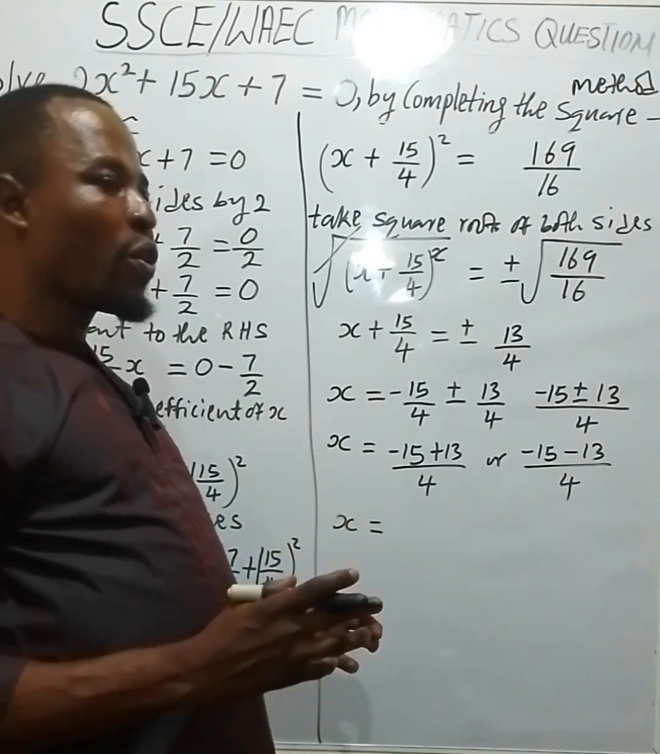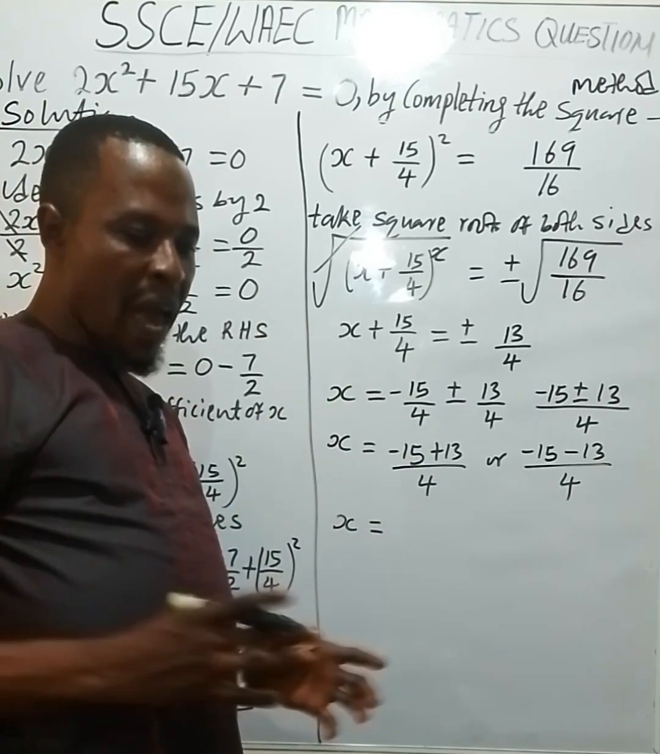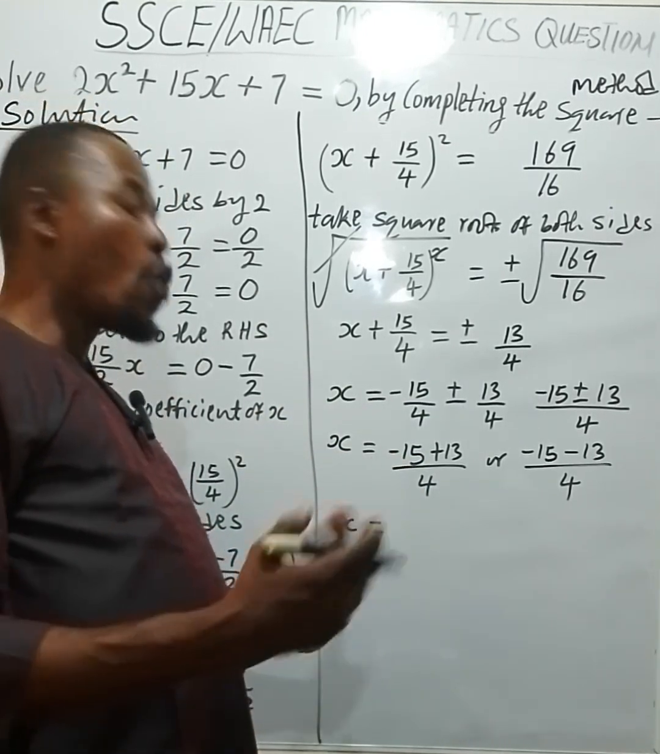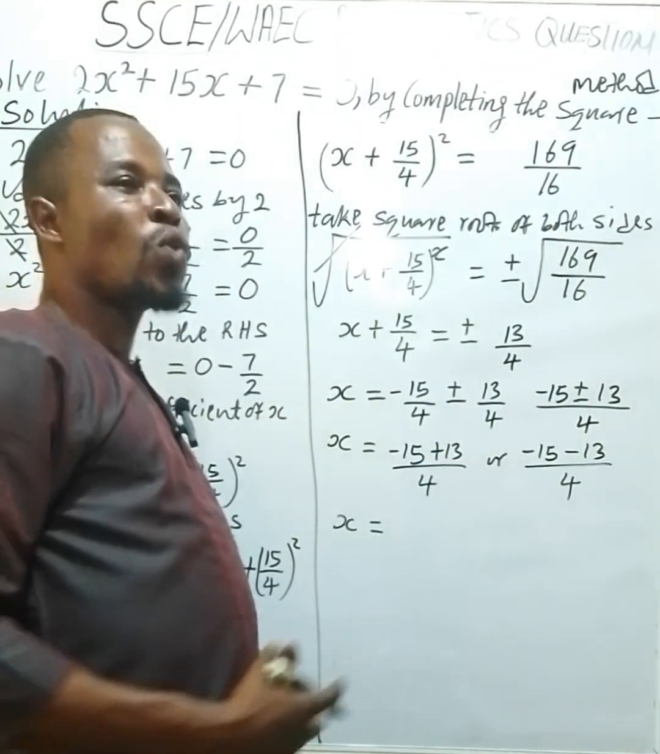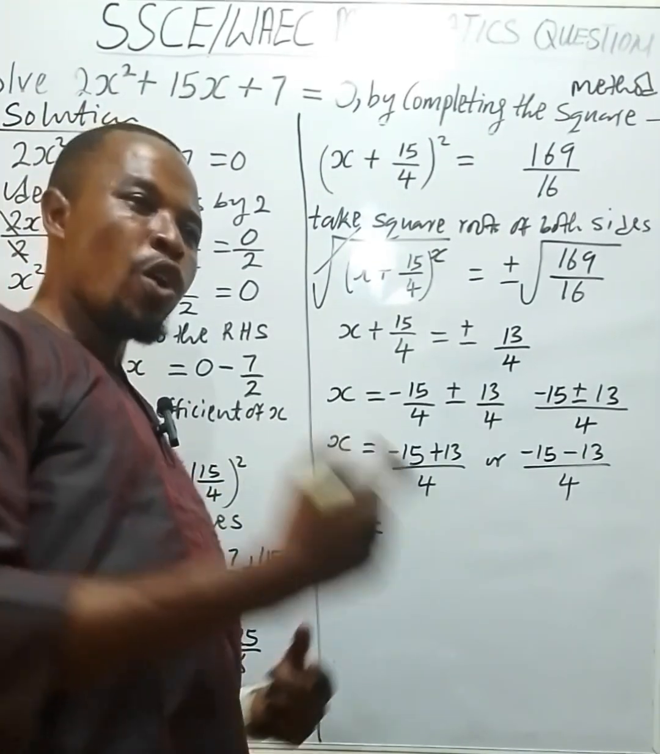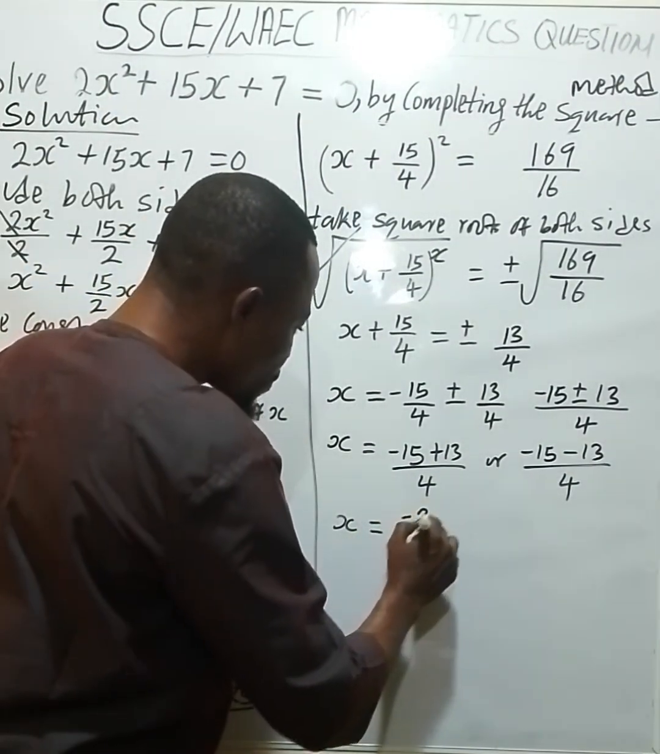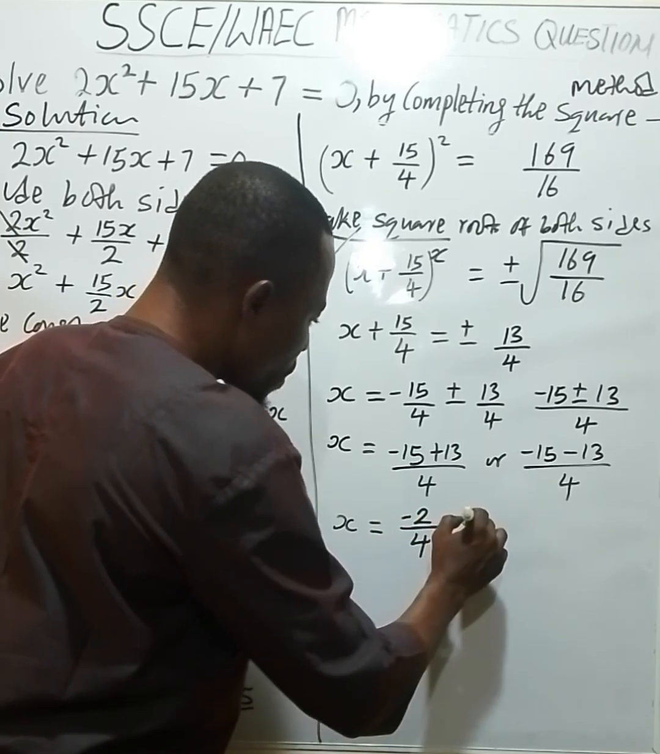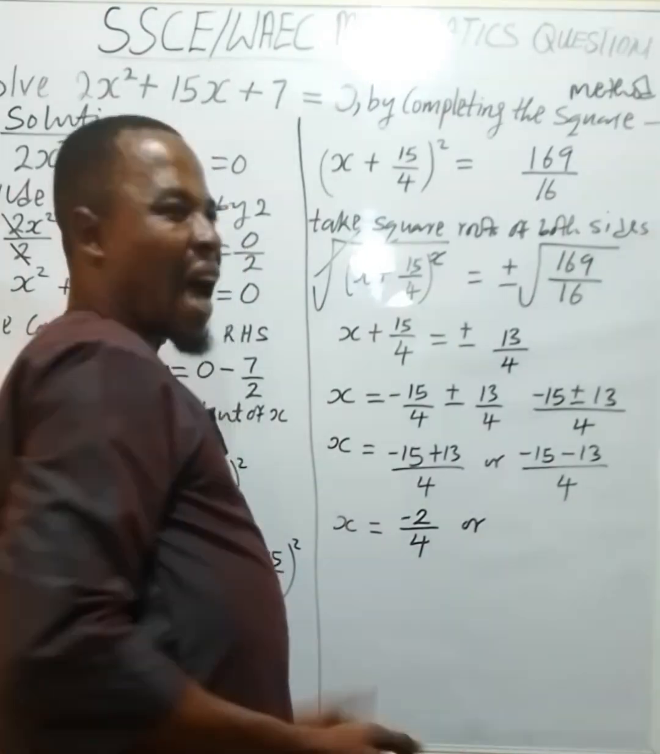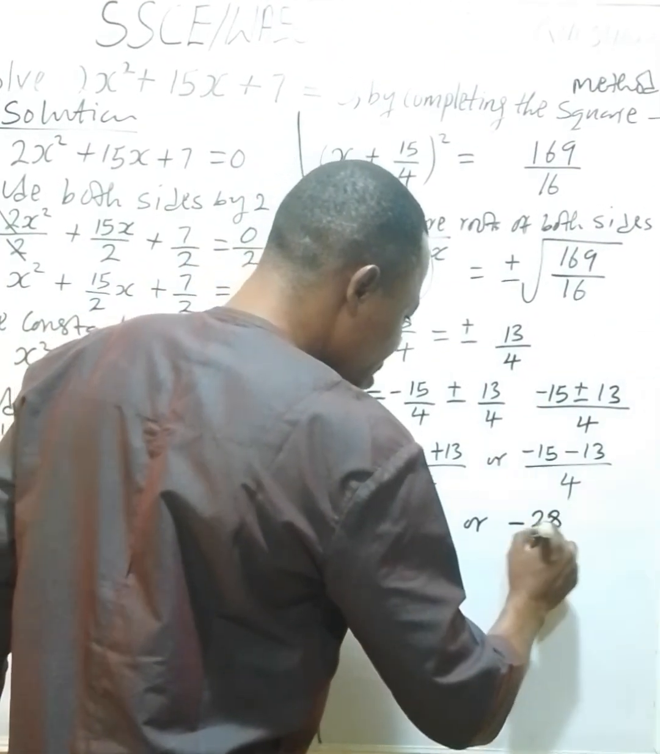Now to those of you that don't really like mathematics, when you have a negative, you can compare it with a real life situation. Minus 15 is what you are owing somebody, plus 13 is what you have. So if you pay 13 naira out of the 15 naira that you are owing somebody, what do you have left? You now have minus 2 over 4. Or you are owing somebody 15 naira, you are owing another person 13 naira. How much are you owing altogether? Minus 28 over 4.